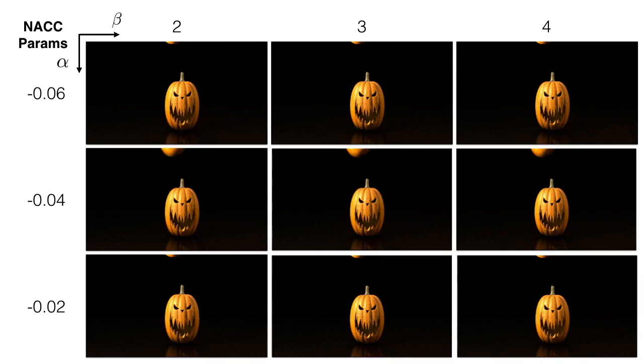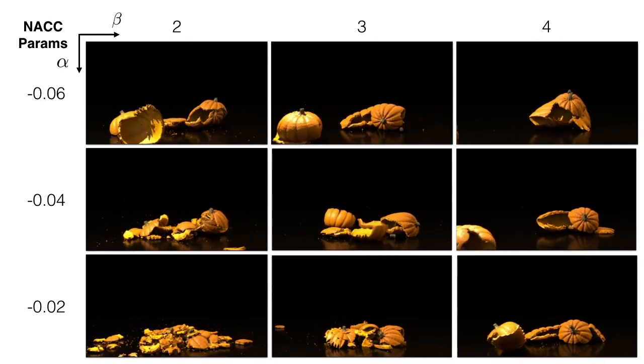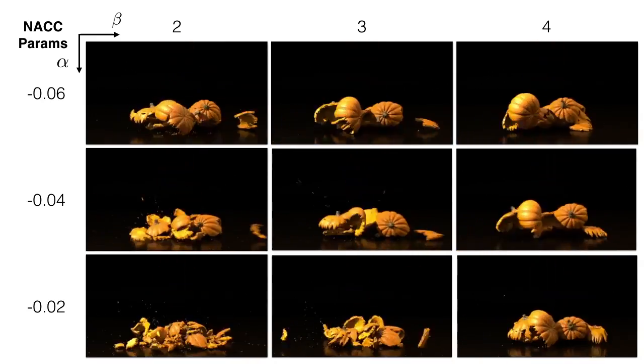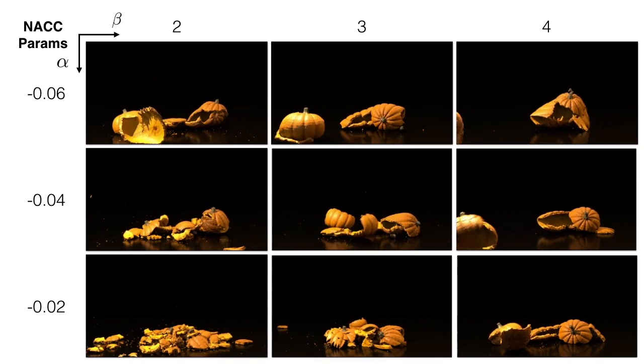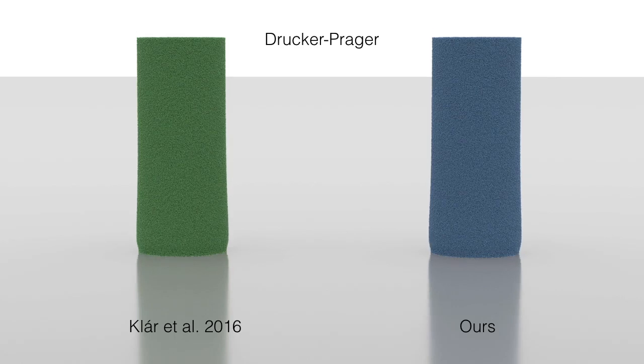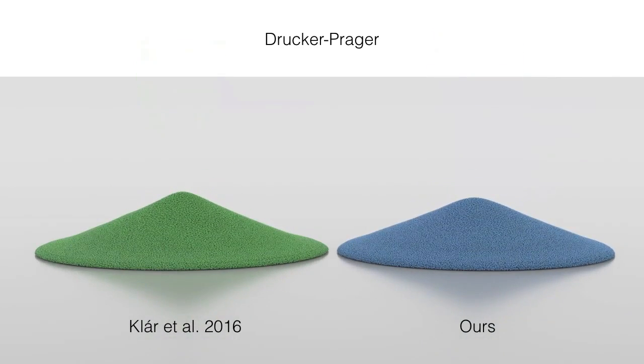Here, we show the effect of changing cohesion, beta, and hardening, alpha, for controlling the desired fracture appearance. Our general return mapping also works with the von Mises and Drucker-Prager yield surfaces.